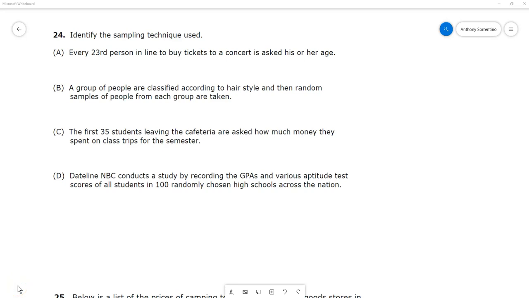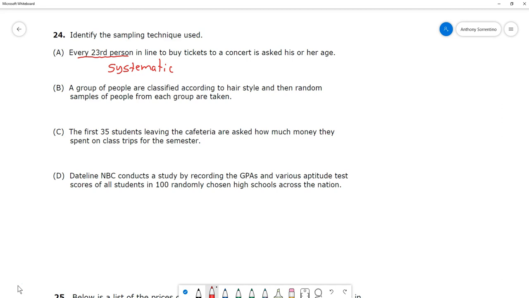And now for part 3 of this video, reviewing the practice test for the cumulative final exam, which is test number 3. For the first one, you're just asked to identify the sampling technique used. Going through the sampling techniques, the first one's pretty easy to distinguish, because every time you have every 23rd or 5th, anything that we describe like that, that's definitely a systematic sampling. Those are pretty easy to identify.